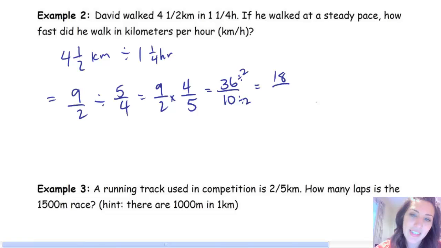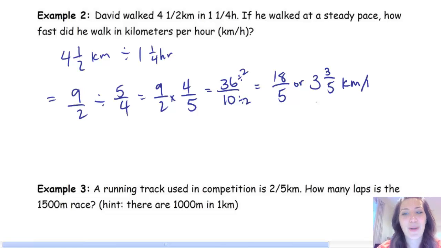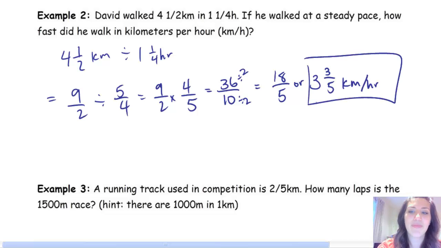So we get 18 over 5, because if you said, how fast did he walk in kilometers per hour? He walked 18 over 5 kilometers per hour. Let's say it like a mixed number. 3 3/5 kilometers per hour. Well, that's pretty quick, David.